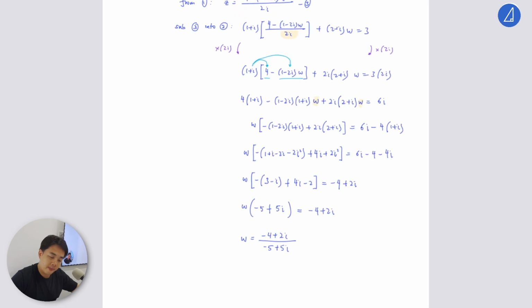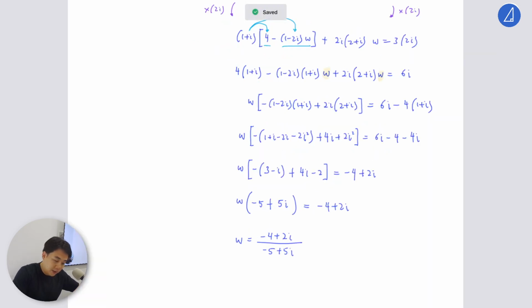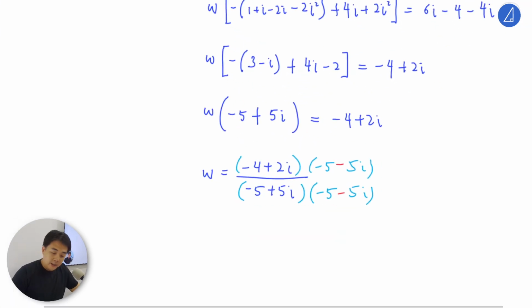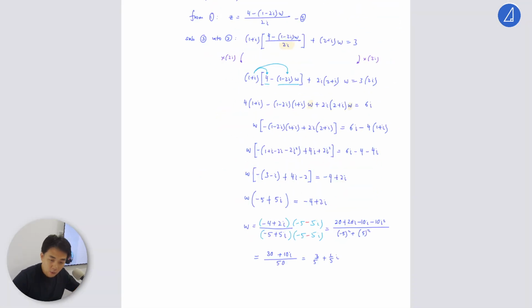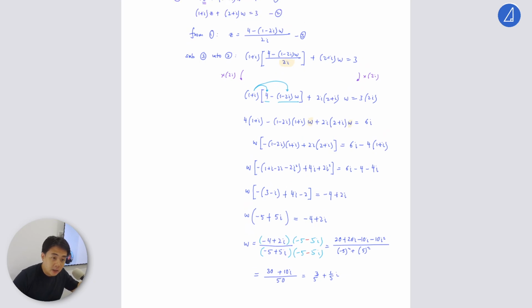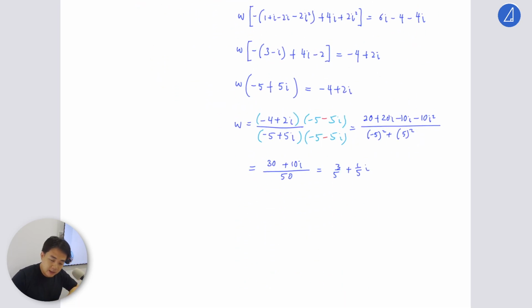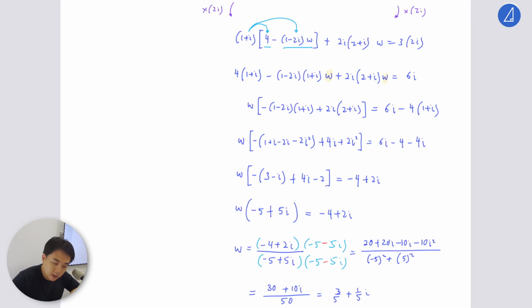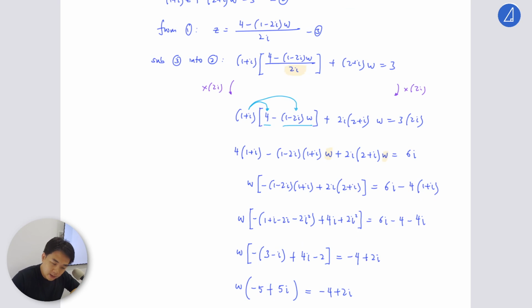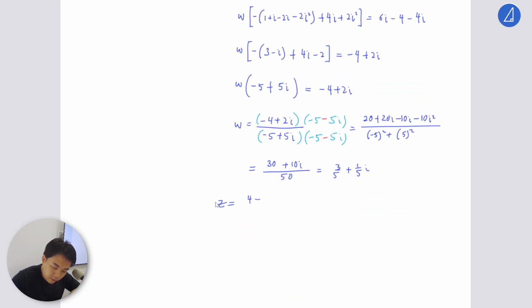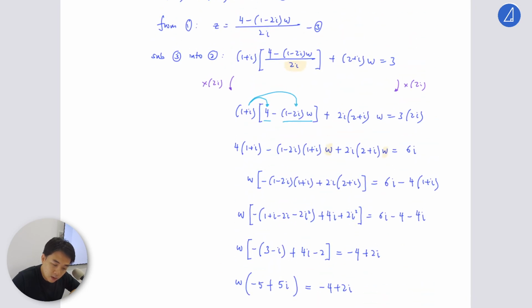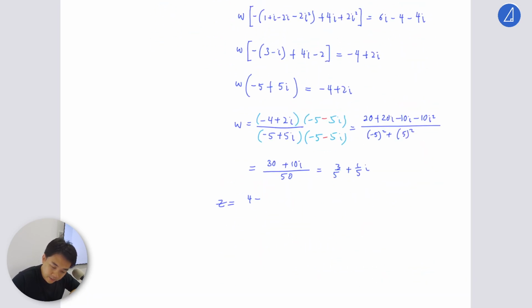Okay. Then multiply by the complex conjugate. Yeah, careless. Minus 5. Remember what I said about complex numbers. You can check your answer. Don't leave it to luck. So you replace back Z inside. Z is equal to then 4 minus, then you just key in 4 minus 2i, 1 minus 2i.